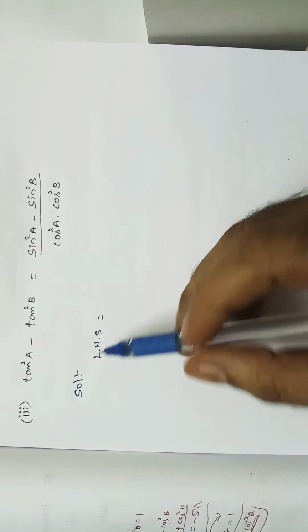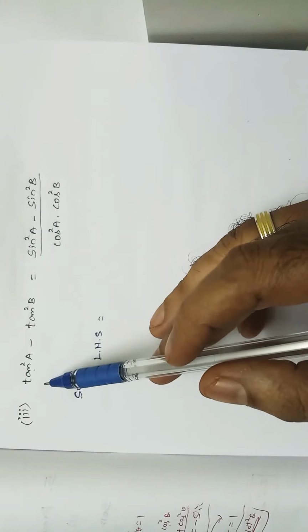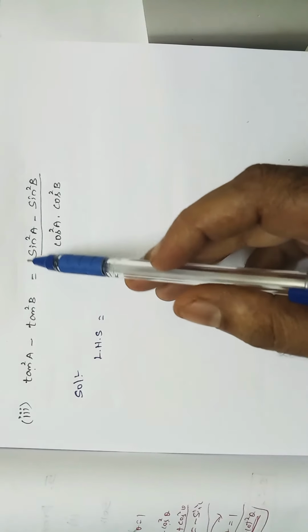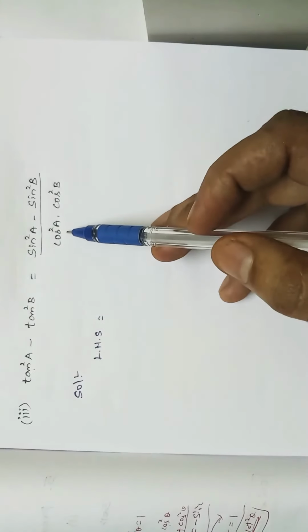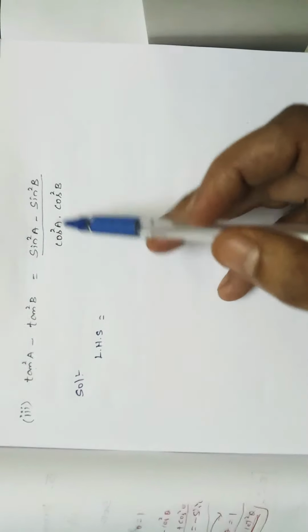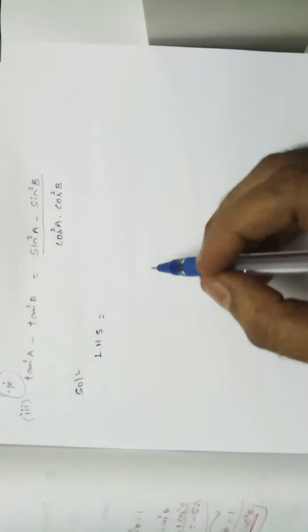Subdivision number 3: prove that tan square A minus tan square B is equal to sin square A minus sin square B divided by cos square A into cos square B. And this model sum is somewhat important. All are important, and this sum is somewhat different. What is different? What different are you seeing in this sum?